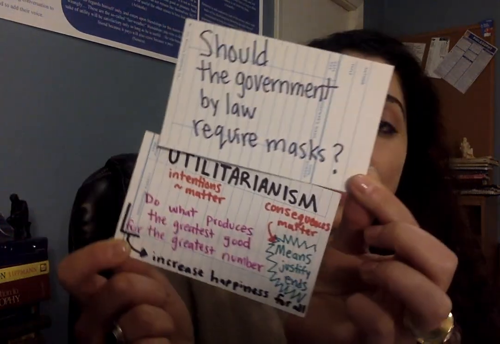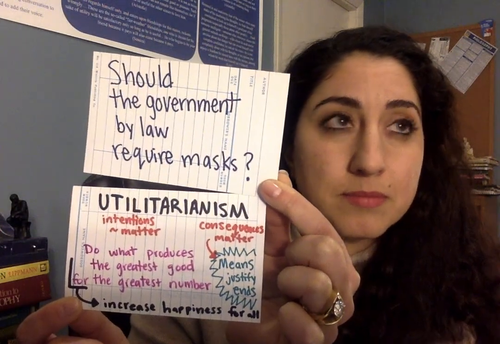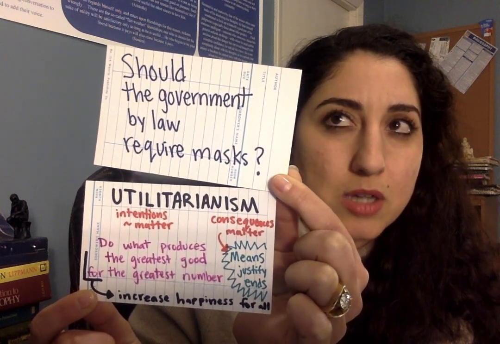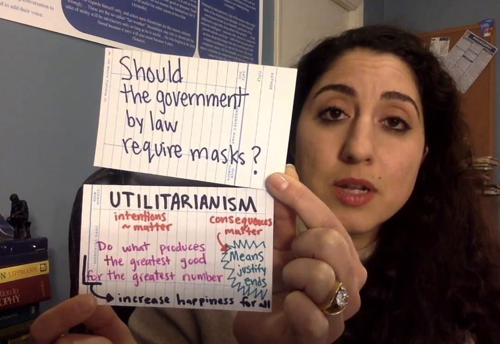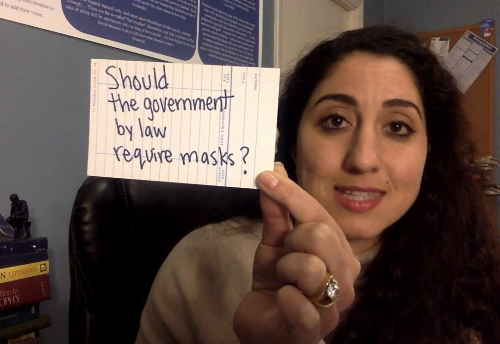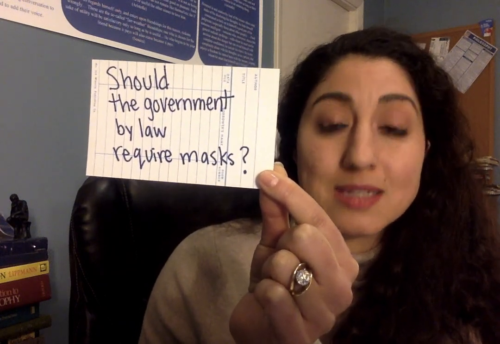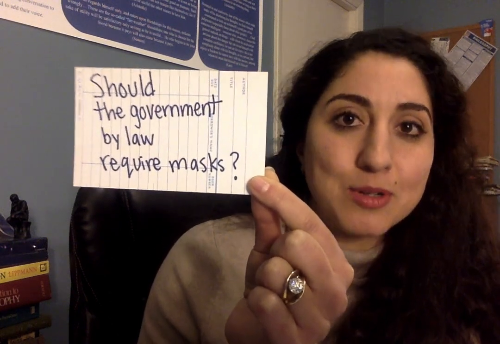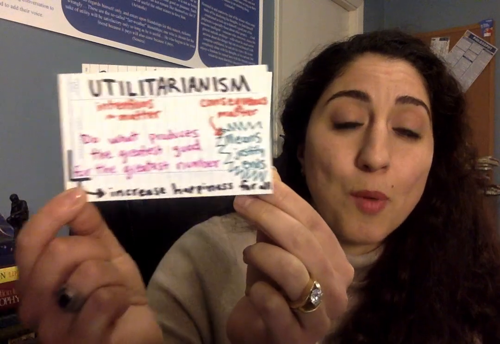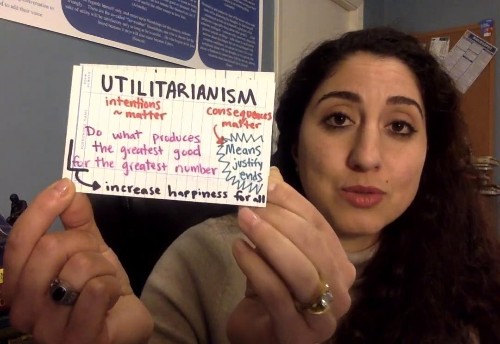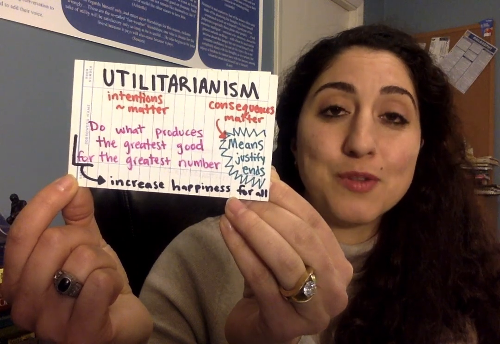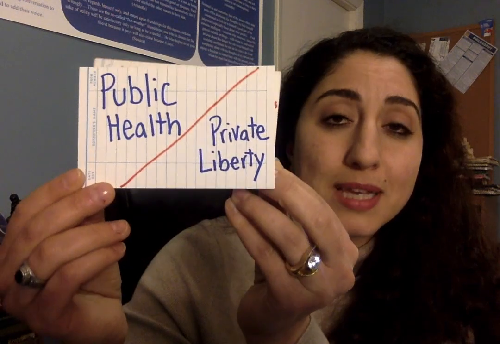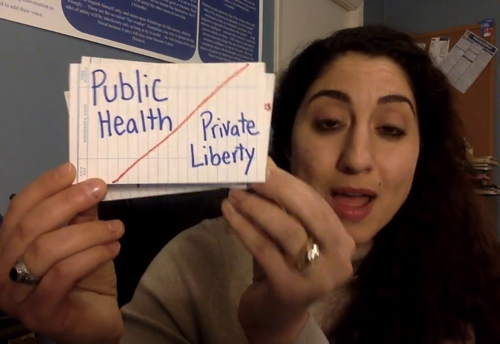A utilitarian's answer would be, does it leave the most amount of people affected the best off? Yeah, it would. Then the utilitarian says, yes, the government should require face masks, should require social distancing, should require vaccinations for anybody who is able to get one. Because the whole point of utilitarianism is to produce the greatest amount of good for the most amount of people. That's the value. There's a value on public health which trumps private liberty.